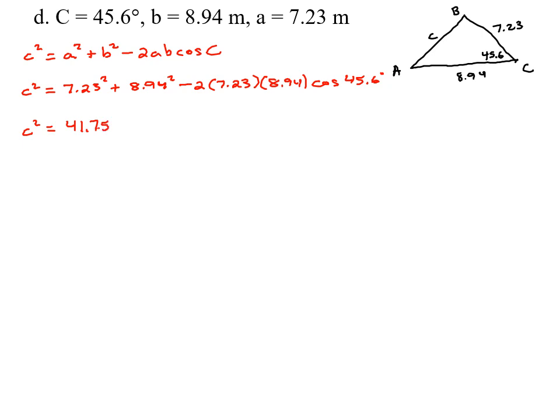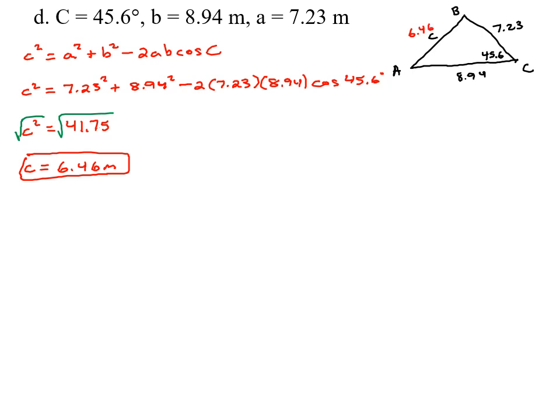But remember, since this is a squared here, I have to take the square root on both sides. And so if I just do square root of the answer on the calculator, I'll get 6.46 if you round it to the same two decimal places. So 6.46 meters. So this missing side here is 6.46.